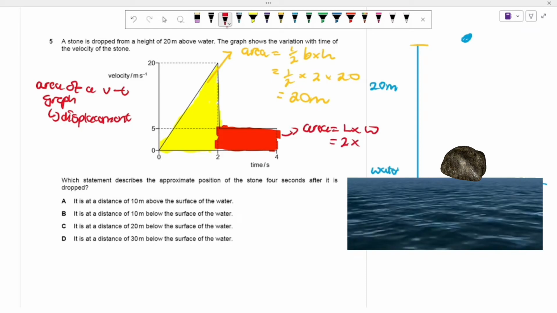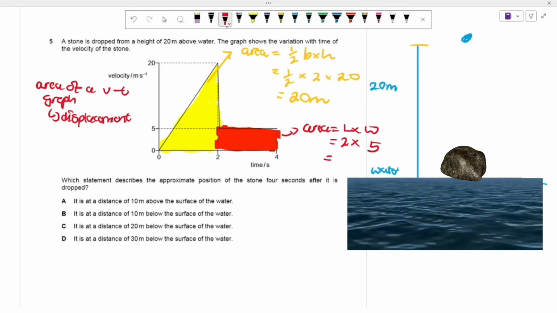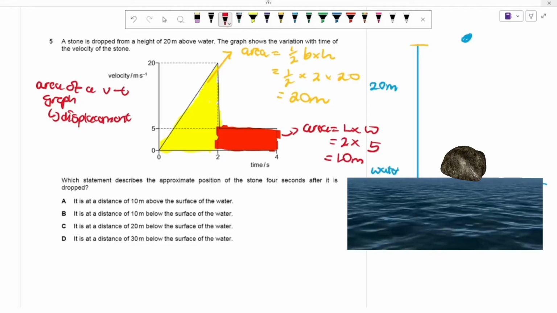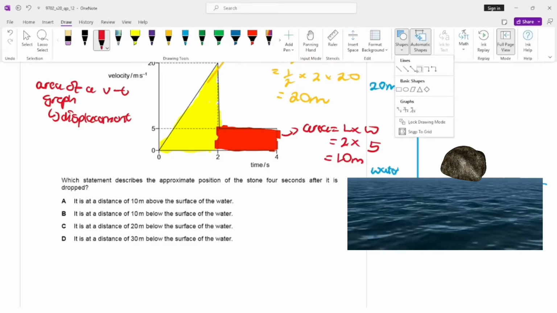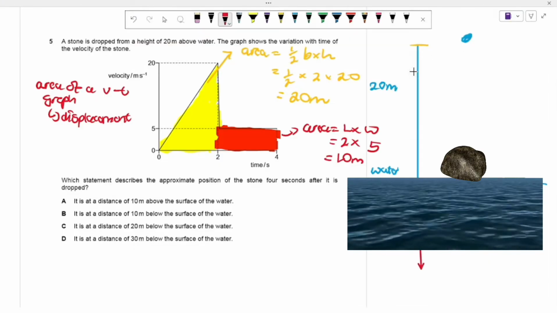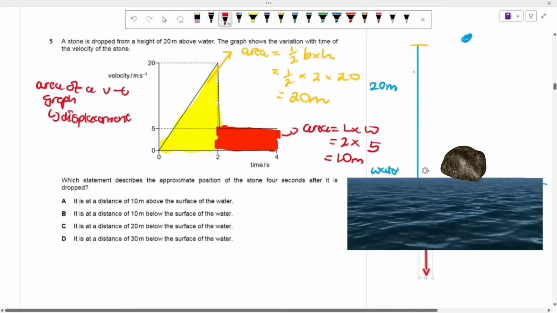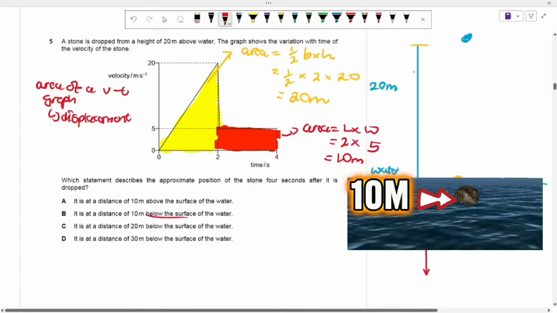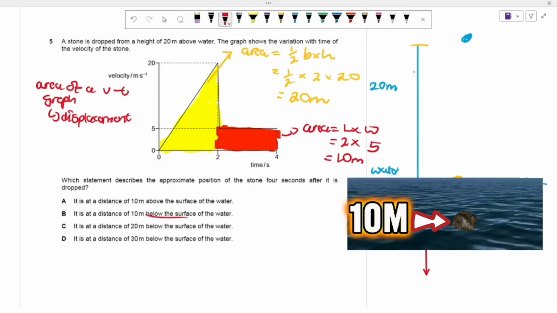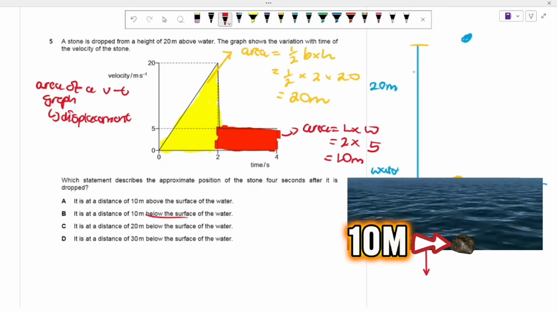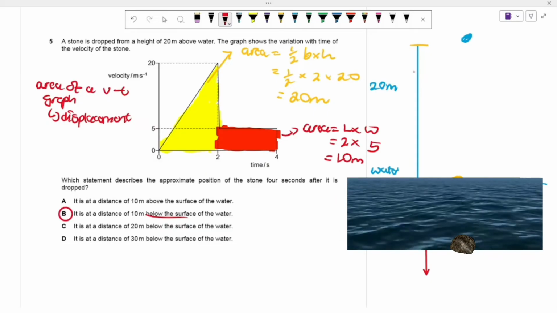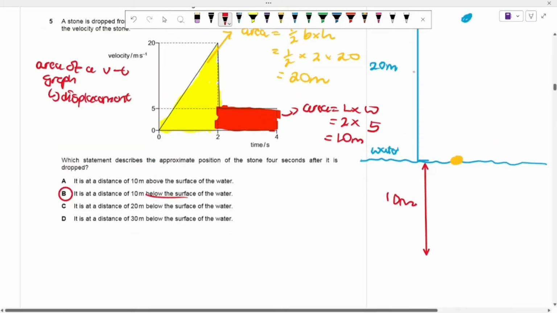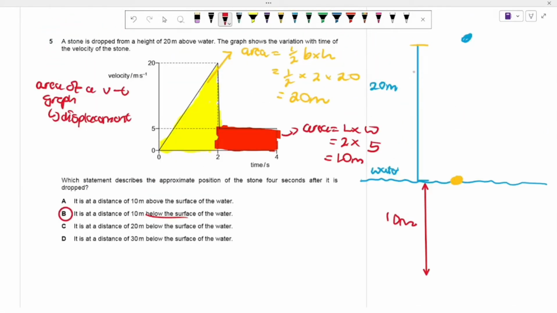If we look at our length, 4 minus 2, that's 2, times our width here, which is 5. This is going to be 10 meters. So it means that it's going to move an extra 10 meters below the water surface. So it's going to be a distance of 10 meters below the water surface after 4 seconds of it being dropped. The correct answer, therefore, will be B.